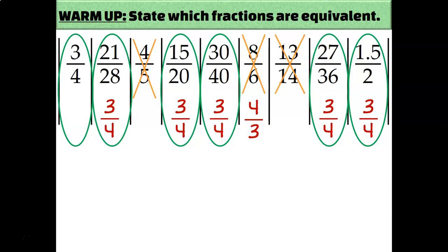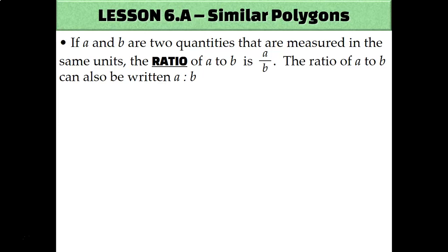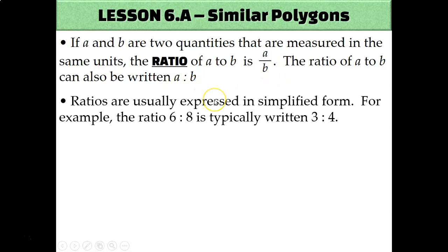All right, now that we've warmed up our fraction skills, let's get started on the lesson. For this whole unit, we're going to be talking about ratios and proportions. A ratio is basically just another word for a fraction. Sometimes you'll see a ratio written with a colon instead, but it's really all the same thing, A over B or A to B. Typically, we express ratios in their simplified form, so instead of 6:8, we would say 3:4.